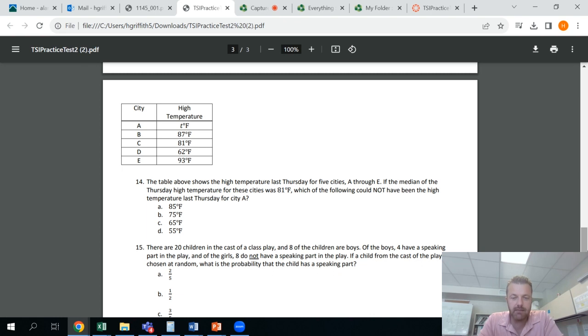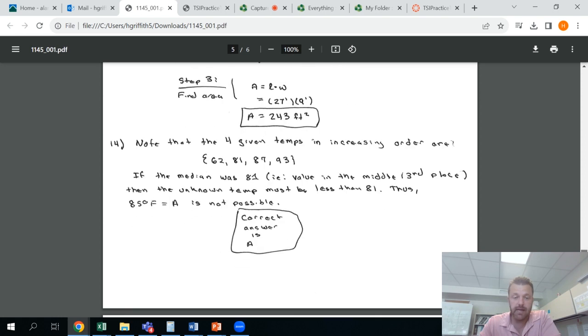The table above shows the high temperature last Thursday for 5 different cities. So we have 5 data points. We're told that the median of the high temperature was 81. Which of the following could not have been the high temperature for the one we don't know? If we don't know one number, what can't that number be such that the median is 81? It sounds confusing, but let's take the 4 data points we have and order them. In increasing order from least to most, they are 62, 81, 87, and 93. And there's one that we don't know that we have to slide in here.